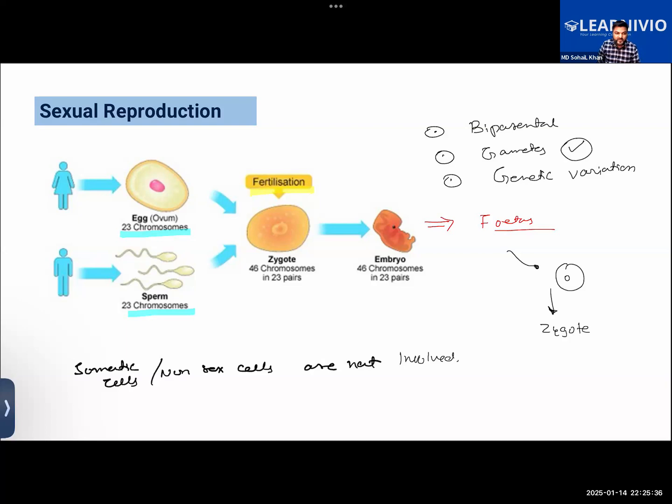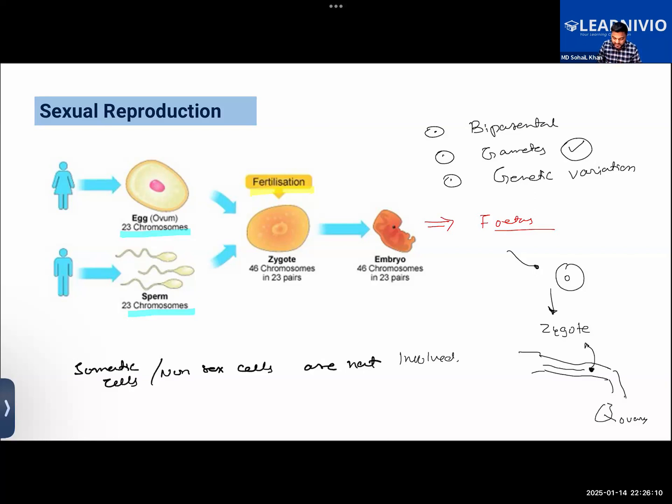So the zygote will now travel down the fallopian tube. This is the ovary, suppose, and here the fertilization has occurred. Now this is the zygote. As it travels down the fallopian tube, the cells of the zygote will start to multiply. The number of cells in the zygote starts to increase. It becomes a multicellular thing.